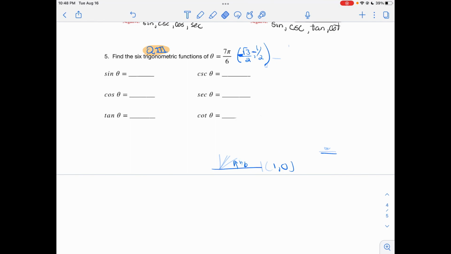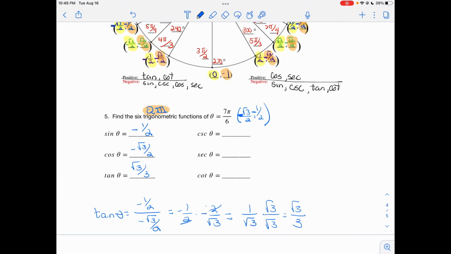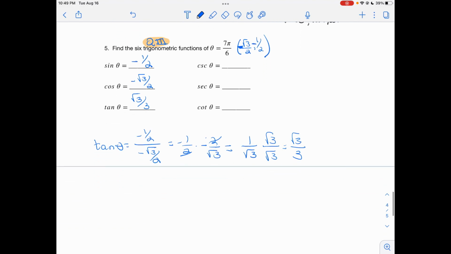And I can find my 6 trigonometric functions now. Sine is my y, so that's negative 1/2. Cosine is my x, negative square root of 3 over 2. Tangent of theta is equal to y divided by x. So that's negative 1/2 multiplied by negative 2 over the square root of 3. A negative times a negative equals positive. 1 over the square root of 3. Rationalize your denominator, and that's square root of 3 over 3. Positive, and that makes sense. Remember, tangent is positive in this quadrant.